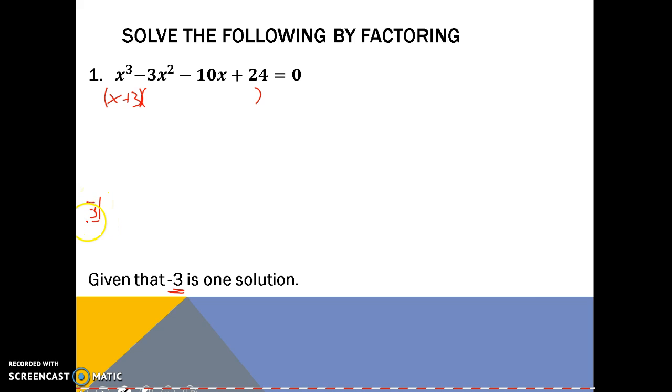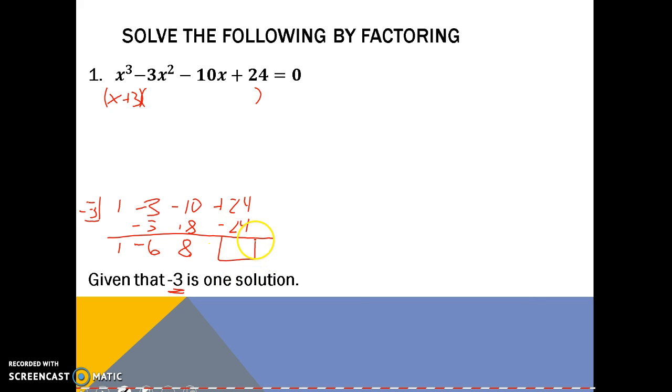That's a negative 3. And I'm going to have 1x to the third minus 3x squared minus 10x plus 24. And so when I synthetically divide, I'm going to bring down the 1, times negative 3, which is negative 3. Then negative 3 plus negative 3 is negative 6. Negative 6 times negative 3 is positive 18. Positive 18 plus negative 10 is positive 8.